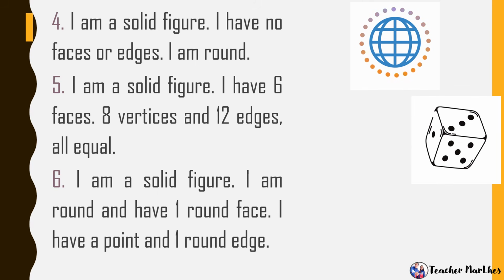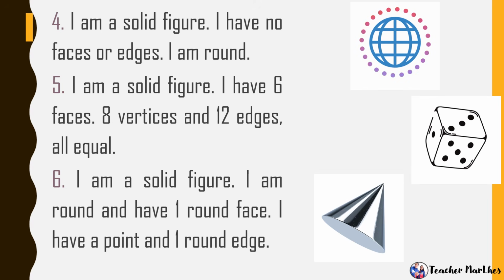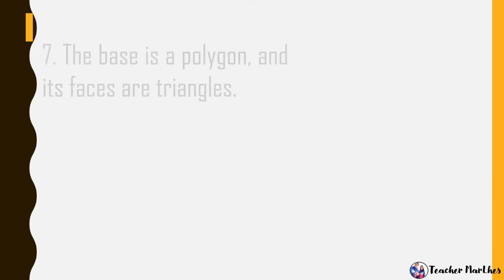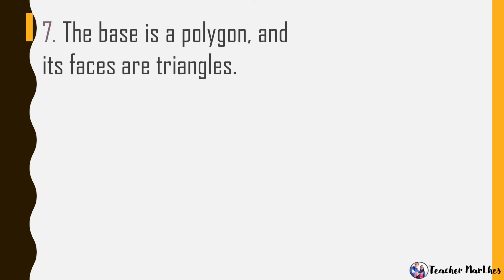I am a solid figure. I am round and have 1 round face. I have a point and 1 round edge. This is a cone. The base is a polygon and its faces are triangles. The answer is a pyramid.